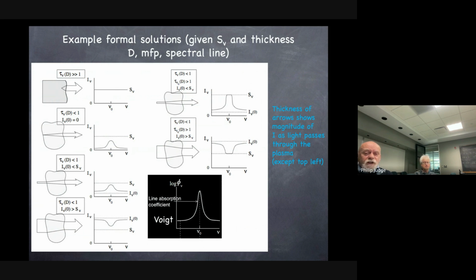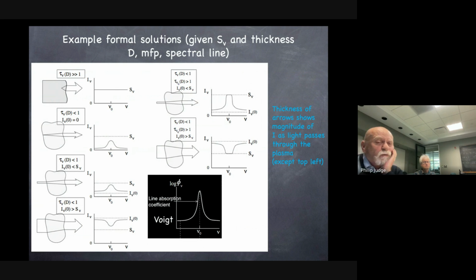So now let's do the same trick we did before. These are from Rob Rutten's lecture notes from 2003, which are available online. You can look them up. And so let's just have a quick look. And what we're looking at here is a kind of representation with arrows of where photons originate and the contributions to the intensity as you go from left to right through these sort of amorphous blobs. And then the emergent intensity is shown as a function of frequency on the right.